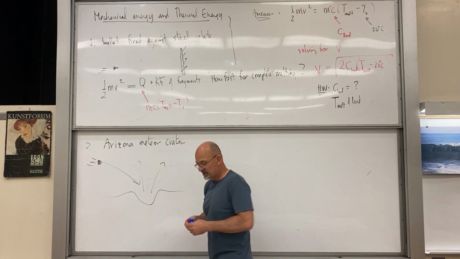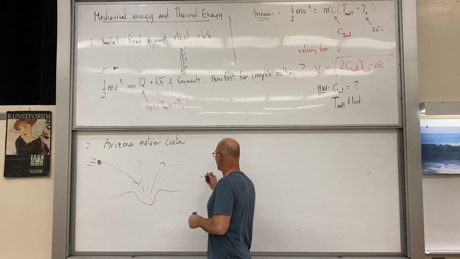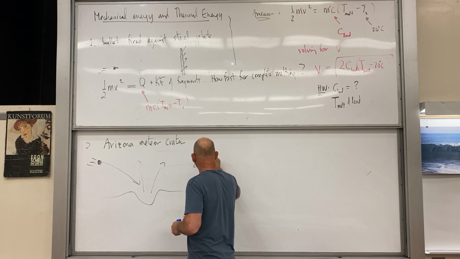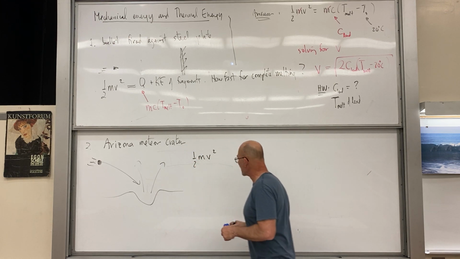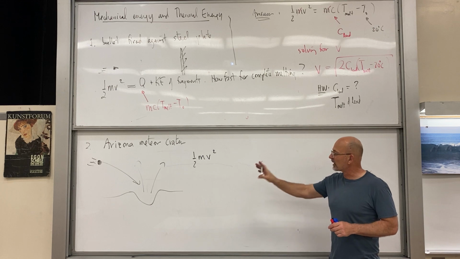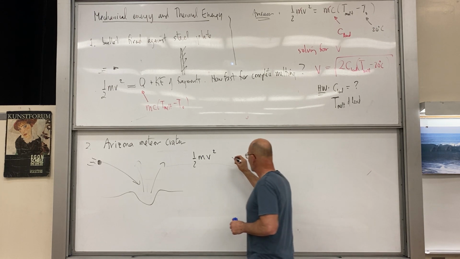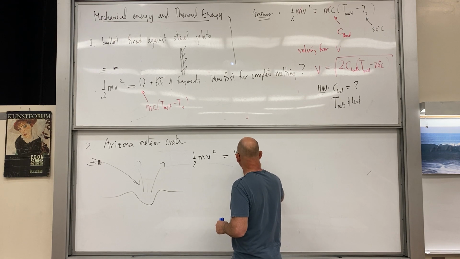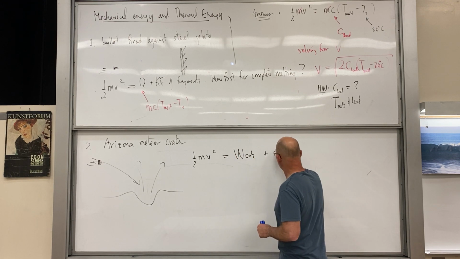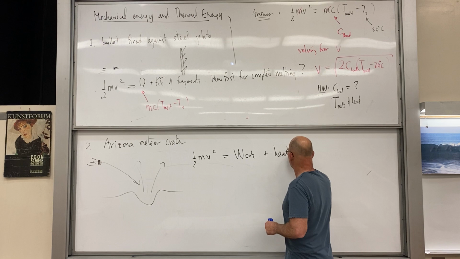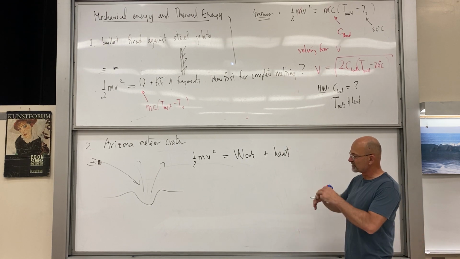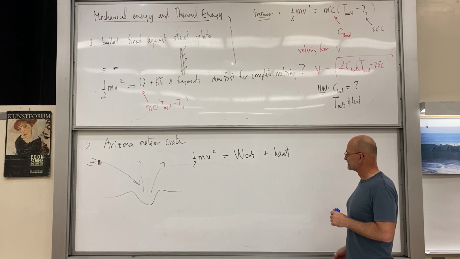So what do we have? We have 1/2 mass times speed squared for our asteroid that's coming in there. And then we're just going to say it was equal to work of excavation plus heat of the explosion. Okay. Again, plus a bunch of fragments and what have you.